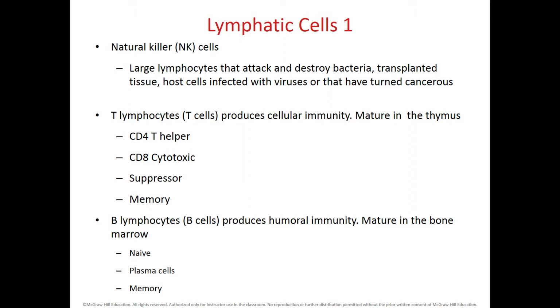We have naive, the ones that still haven't been exposed to antigens. And then we have plasma cells, or activated B lymphocytes, that make the antibodies. And then we have memory B cells.